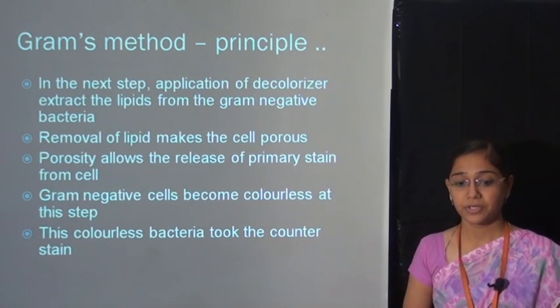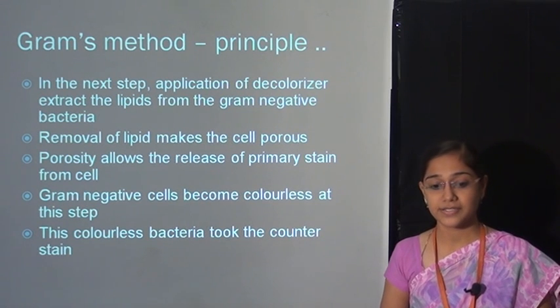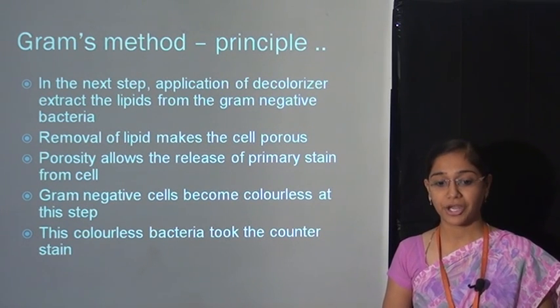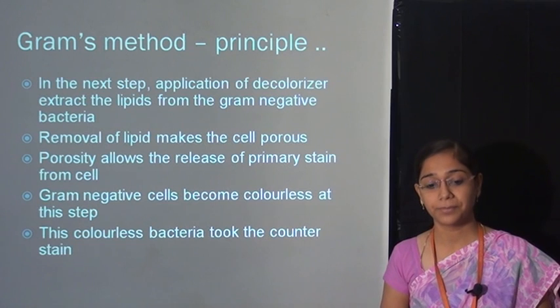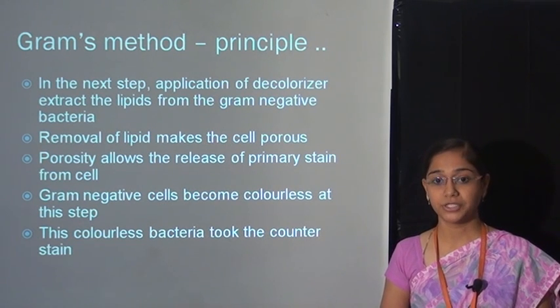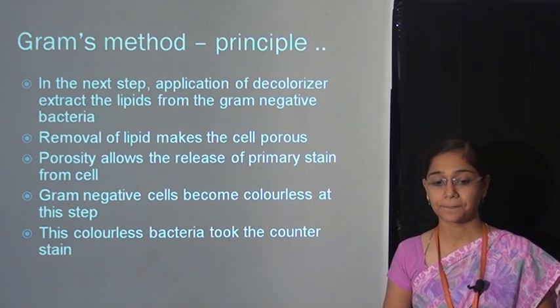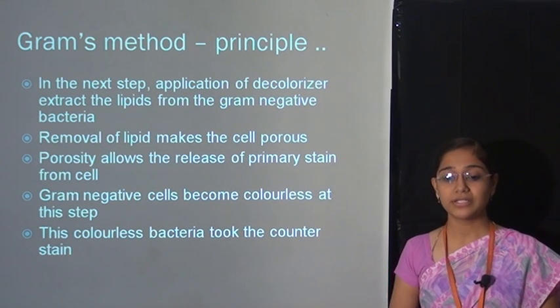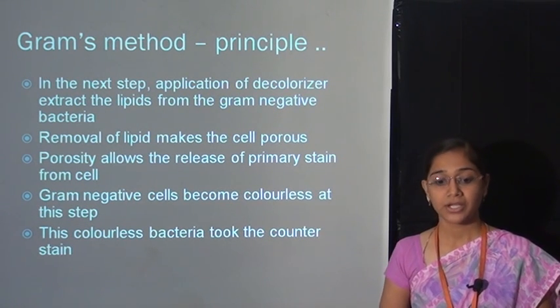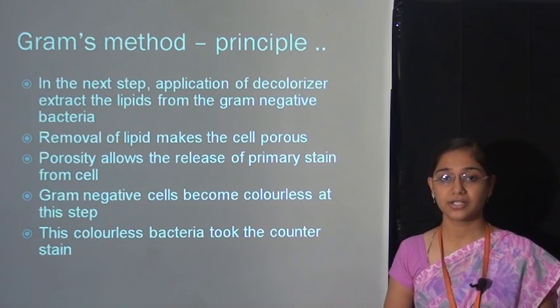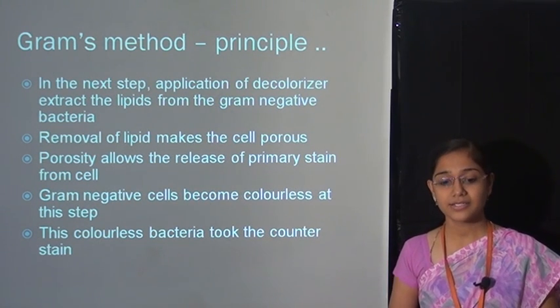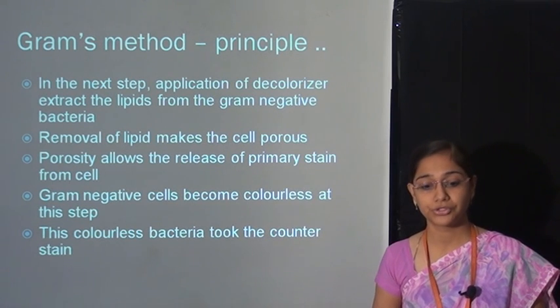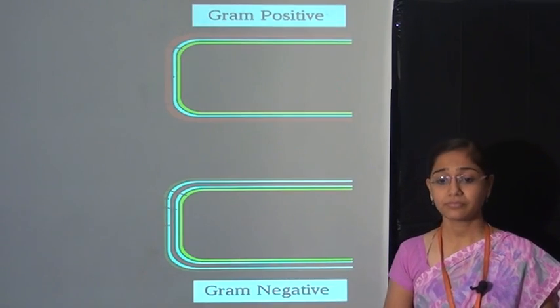In the next step, on application of the decolorizer, the Gram negative bacteria lose their lipid, and the removal of the lipid makes the cell porous. Porosity allows the release of the primary stain. Gram negative bacteria cells become colorless in this step, and these colorless bacteria take up the counter stain.